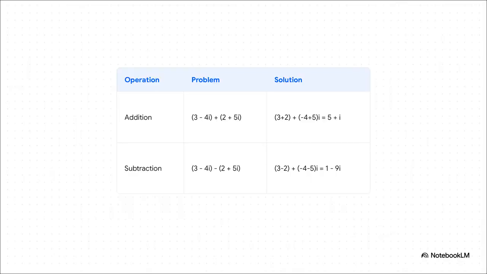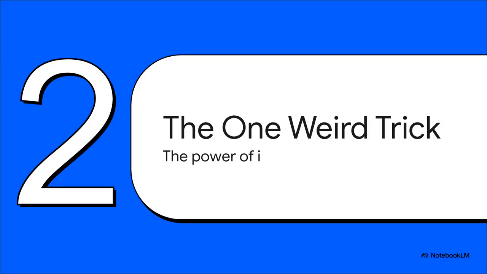Let's just run it with some numbers. To add these two, 3 plus 2 is 5, and -4i plus 5i is just i. Boom, 5 plus i. For subtraction, 3 minus 2 is 1, and -4i minus 5i gives you -9i. See? Simple and clean. Okay, addition and subtraction. Super straightforward. Multiplication is almost identical, but it's got one little twist.